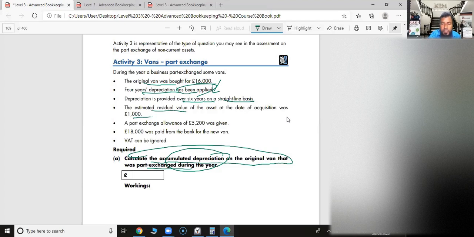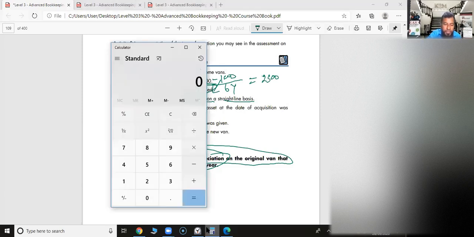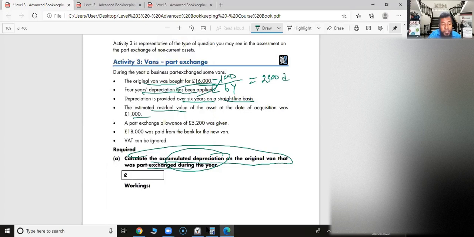Now I'm taking the answer from Abdulaziz. 16,000 is the cost minus residual value 1,000, over how many years? 6 years. You get depreciation. Now I'm going back to Sarika. This should be 2,500, shouldn't it? Just checking on the screen calculator. 15,000 divided by 6. 2,500 is my depreciation. That is annual depreciation. Do you agree? But how many years was depreciation held for? 4 years. Where did you read it? There you read it. Times by 4. 10,000 is the answer. 10,000 should be the right answer, okay?